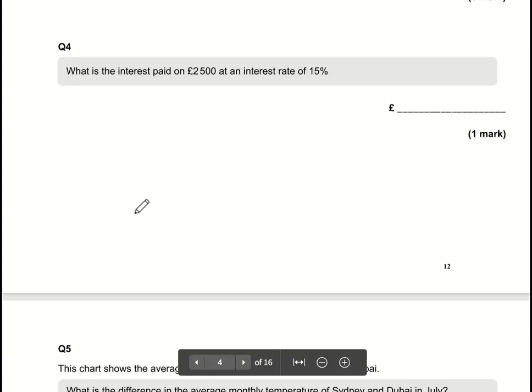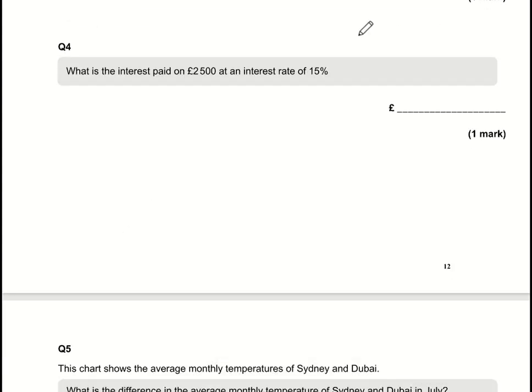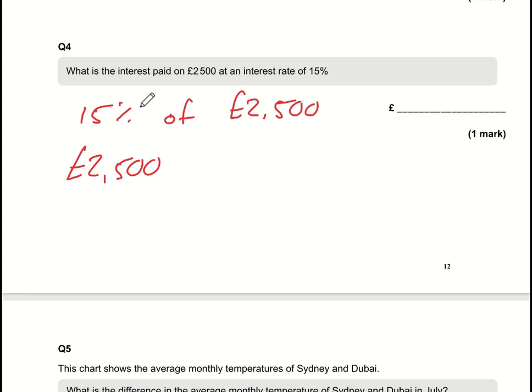What is the interest paid on £2,500 at an interest rate of 15%? So we need just to work out what is 15% of 2,500. So we need to multiply 2,500 by something, and that is the multiplier for 15%, which is 0.15. It's the decimal equivalent of 15%. It's 15 divided by 100. And 2,500 multiplied by 0.15 is £375.